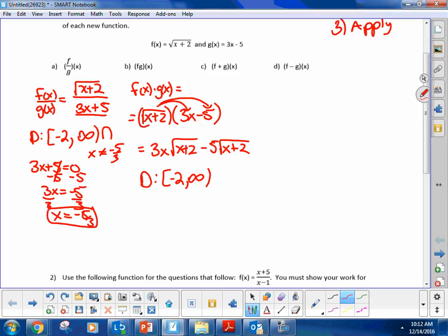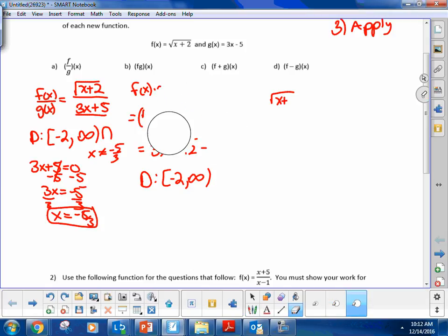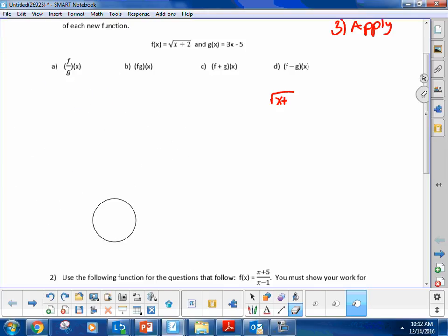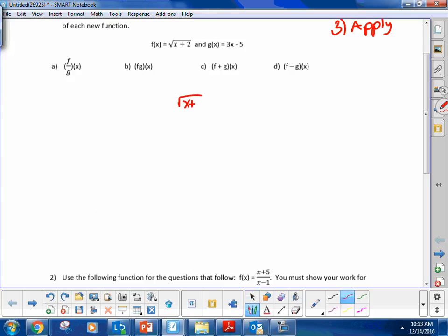Let's go ahead and move on to C. C asks us to go ahead and add them both. So we're going to do radical x plus 2. And since you have the power to kind of see where we're going back to, I'm going to erase, get some stuff moved out of the way, and just be able to focus on this part. Because our next thing is to discover what f of x plus g of x is. And that's exactly what that symbolage means. What is f of x plus g of x?